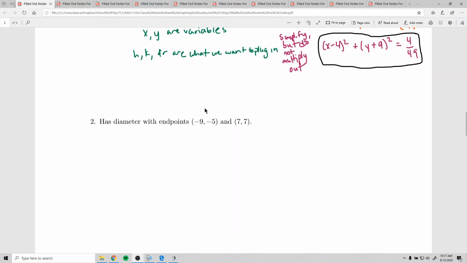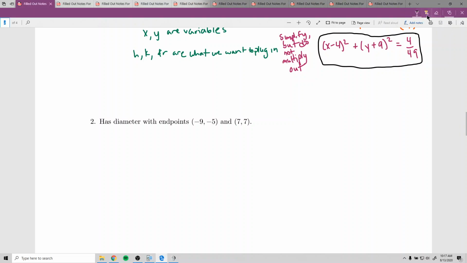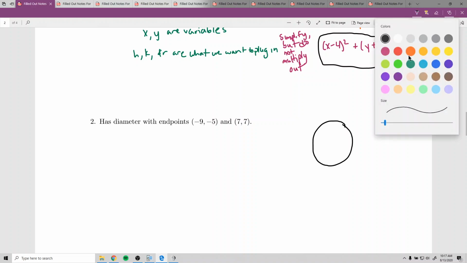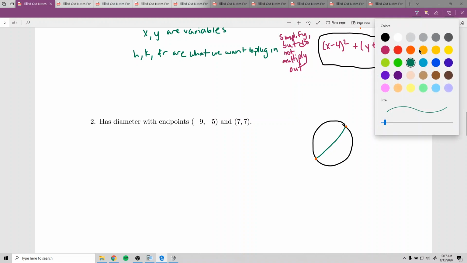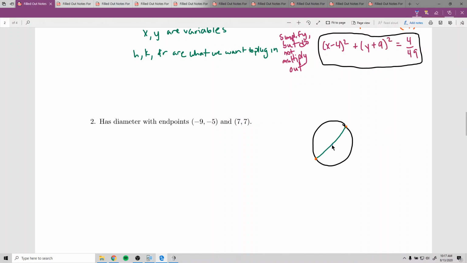Right. So what diameter means, you're probably familiar with the diameter being twice the length of the radius. Just to give you a little visual, if you have 2 points that are on the diameter of a circle, really, if you connect these 2 points with a straight line, the midpoint of the diameter is the center of the circle.